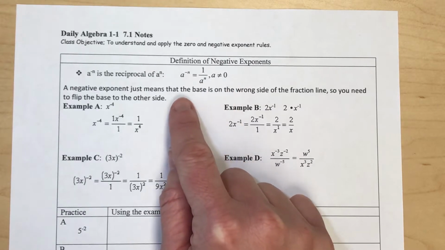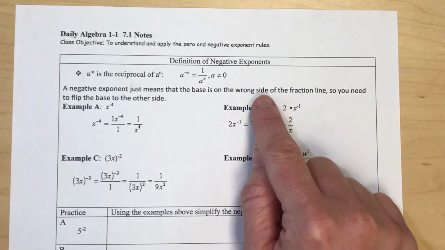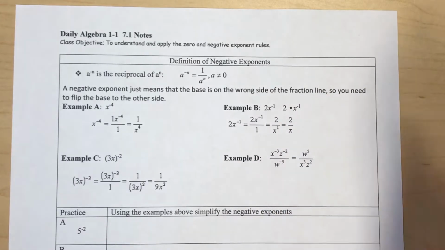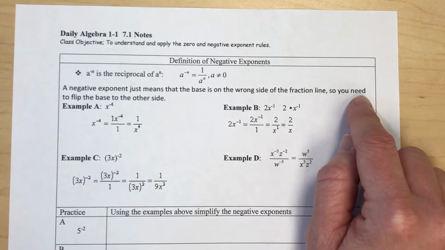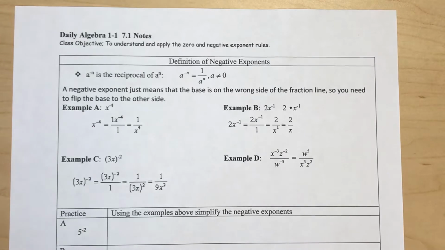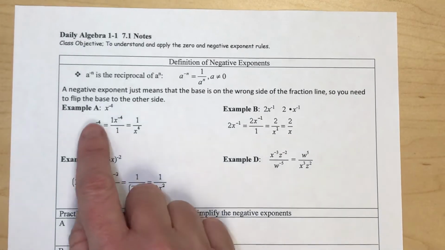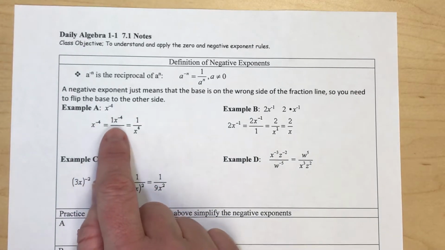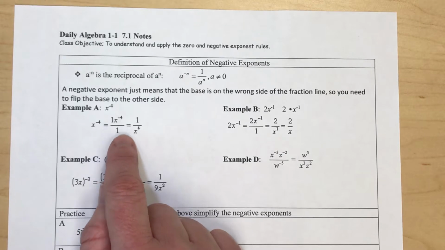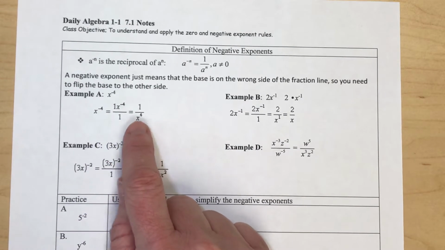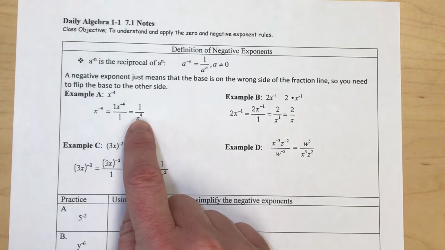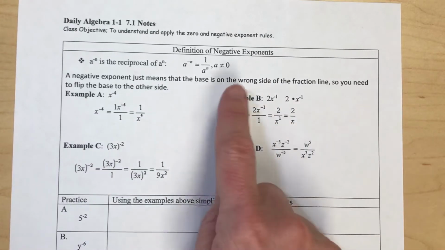So a negative exponent just means that the base is on the wrong side of the fraction line, meaning top or bottom. And so you need to flip the base in order to get it in a positive exponent format. So x to the negative fourth would be the same as 1 over x to the fourth. The base, x, will move down to the denominator, and the exponent, 4, will turn positive. And I want to explain why it is like this.